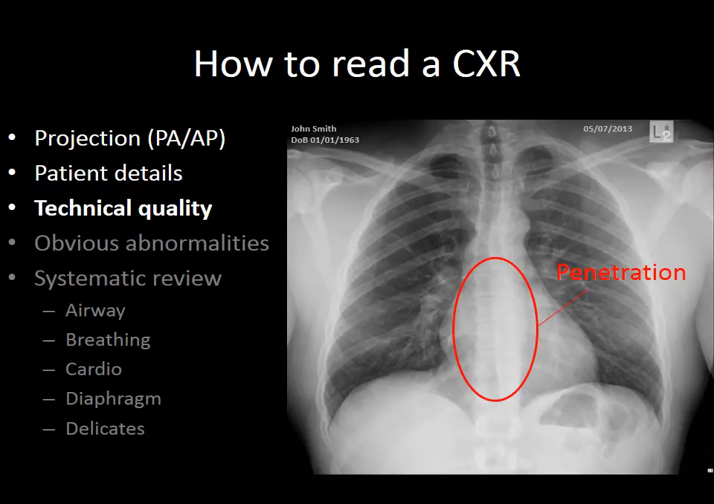Penetration refers to the number of X-rays reaching the cassette. This is less of a problem now with the widespread use of digital imaging, which allows post-processing to correct for problems with penetration. Ideally, the thoracic vertebrae should just be visible on a PA chest X-ray.